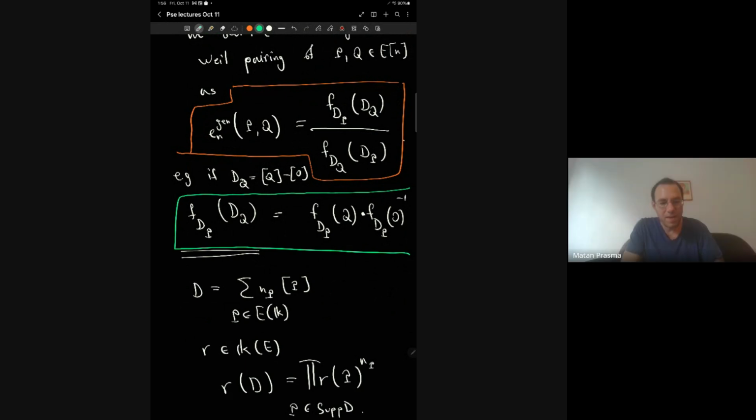Yeah, so this is exactly how it goes. The generic definition of the Weil pairing, as in the orange box, is very convenient for theoretical manipulation, because it's symmetric. And I guess after the break we will make a few choices of DP and DQ, and then we will be able to apply the Miller algorithm.